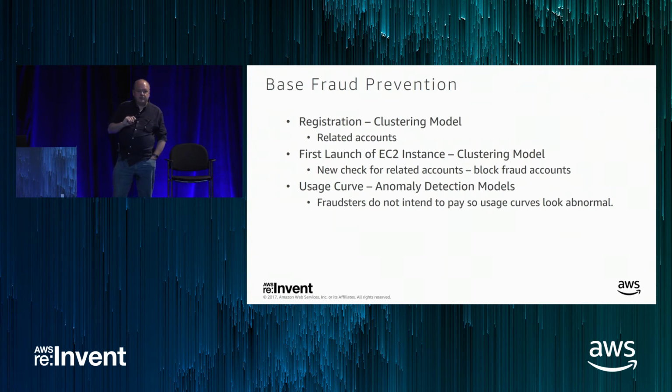And of course, the usage curves, like I said, you went from nothing to expensive services really fast and never paid for us, which was a new model that ended up being bad debt. We think we can build something for anomaly detection to say, like, normal usage curve, fraudster usage curve. All right, let's try to look at those, right?